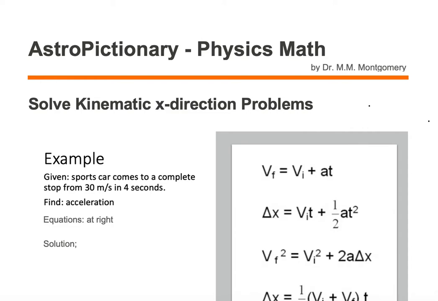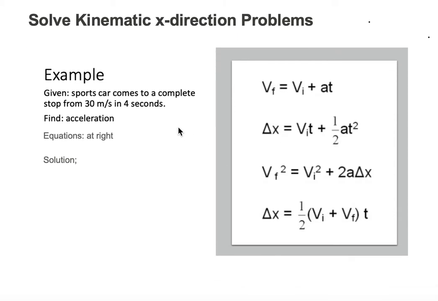In this AstroPictionary physics math, we are going to solve kinematic x direction problems. For example, we're given a sports car comes to a complete stop from 30 meters per second in 4 seconds. We want to find acceleration, and we're given these equations at right, and now we need to solve.